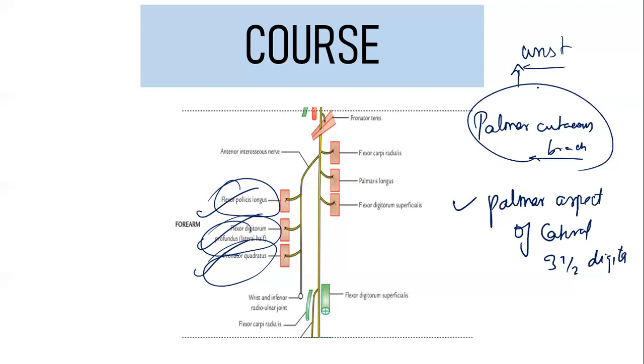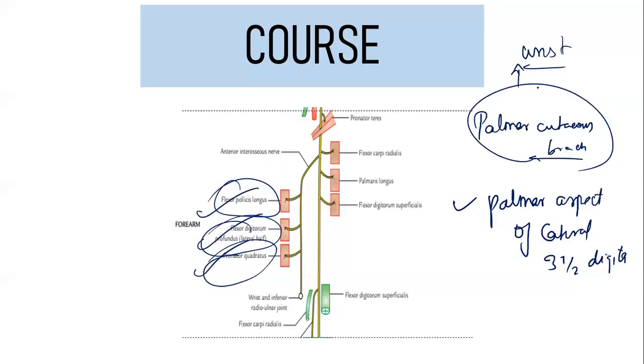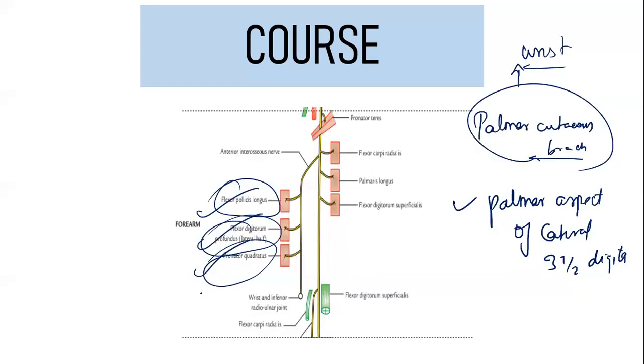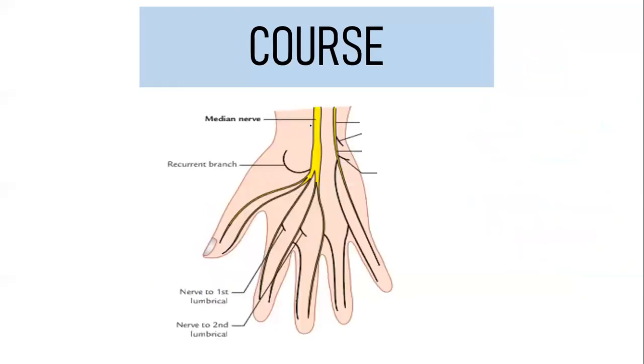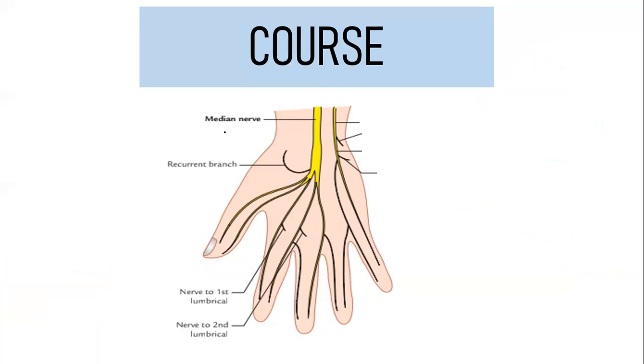Now, what happens to the median nerve that goes underneath the carpal tunnel? We have just seen the story of what comes above the carpal tunnel. This is the palmar cutaneous branch. Now what happens to the nerve that goes below the carpal tunnel? If you appreciate, this is the nerve that has come below the carpal tunnel, and it has done certain things.